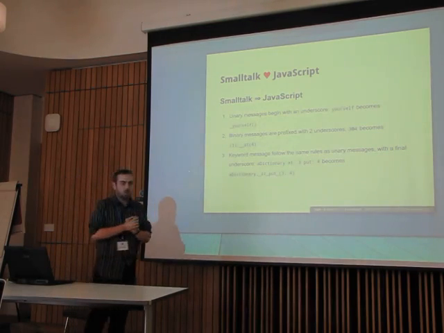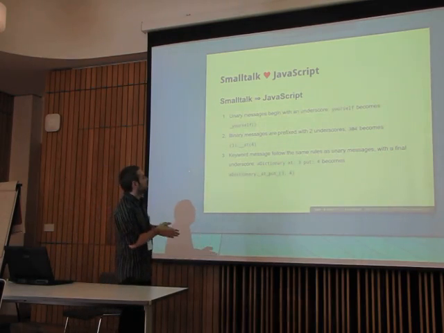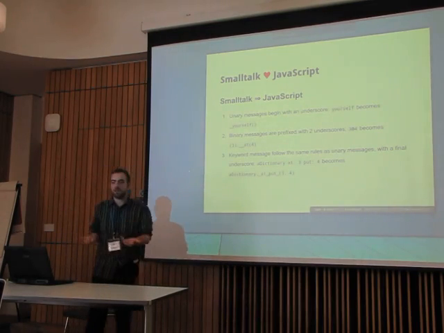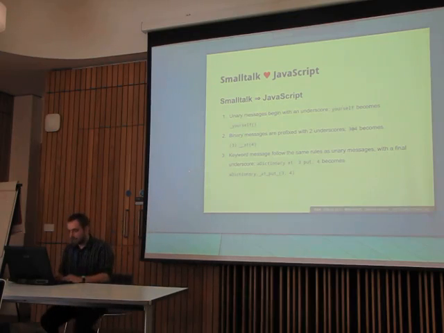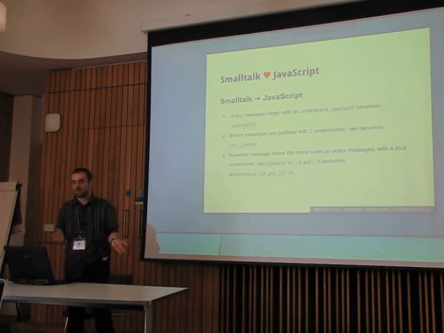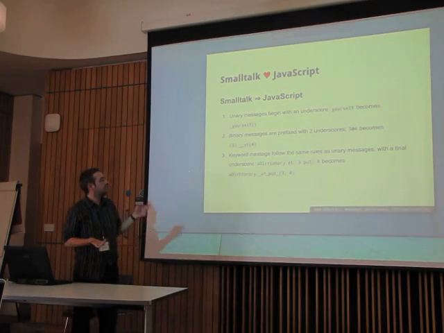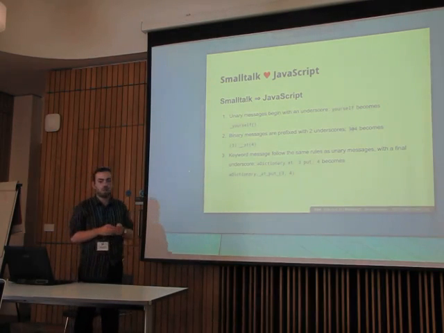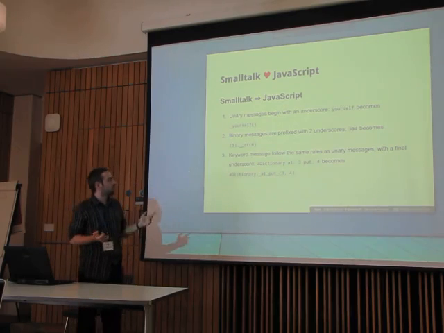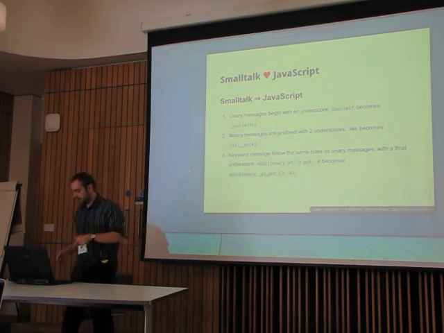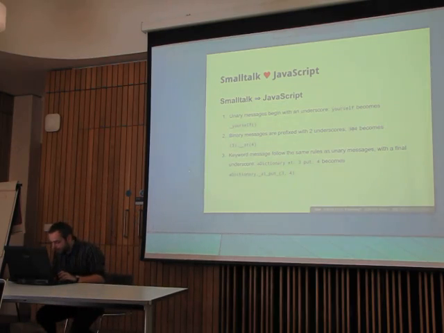So when you're in a JavaScript environment, you can call your Smalltalk objects and send them messages. Okay? There are simple rules. A unary message will begin with an underscore. A binary message will begin with two underscores, and the symbol will be replaced with the English word. And keyword messages follow the same rules, but with a final underscore.